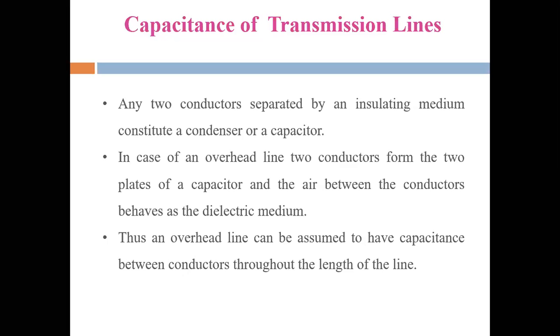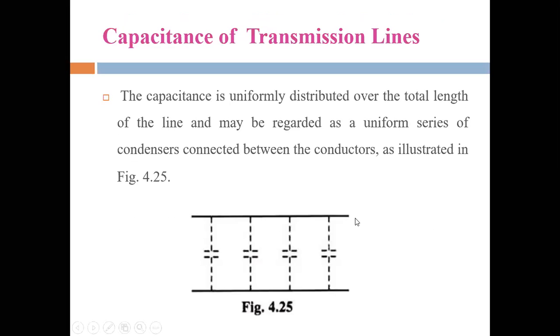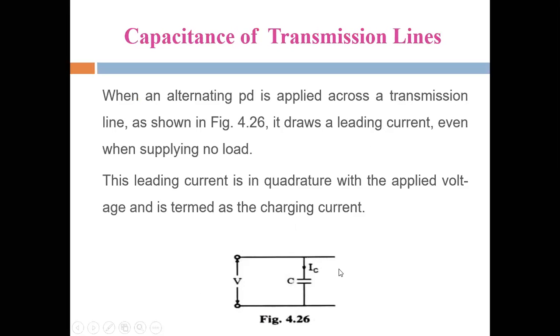In the case of overhead lines, the two conductors act as the two parallel plates of a capacitor. Therefore, the overall length of the transmission line has capacitance. Normally the capacitance stores energy in the electrical field. When we apply the voltage to that capacitor, it draws some leading current without any load. That leading current is in quadrature with the voltage and is called the charging current.